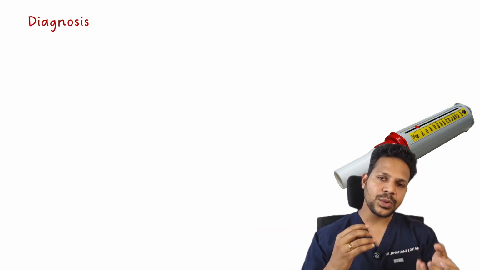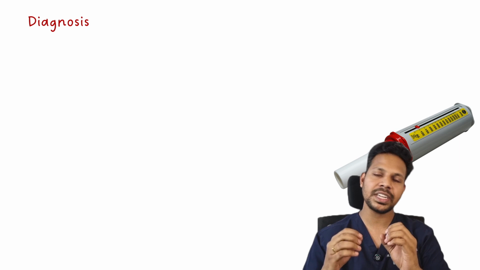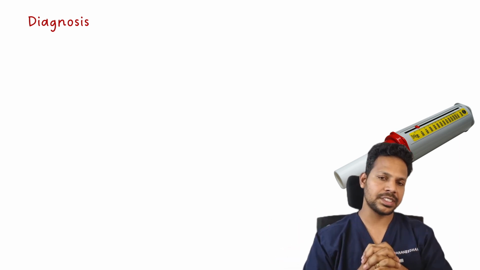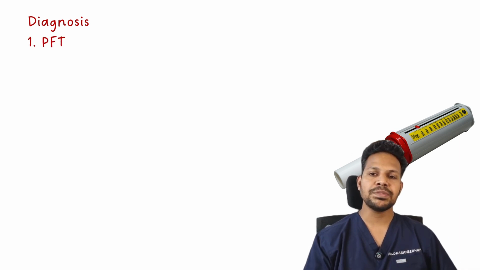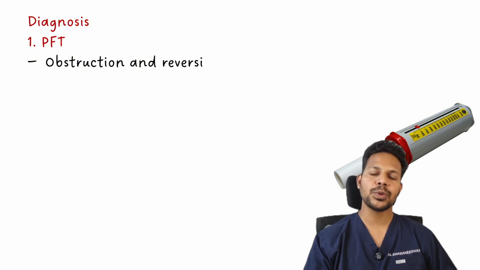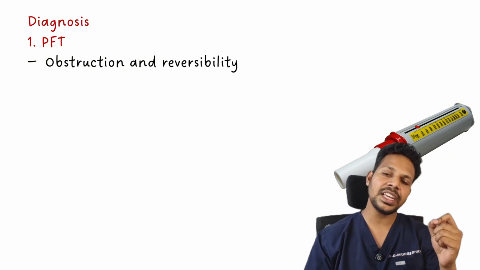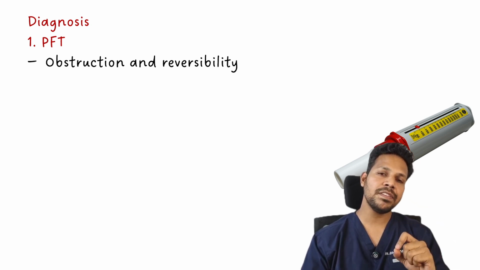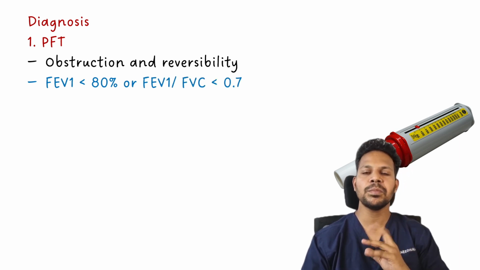And the main characteristic feature of bronchial asthma is reversible airflow limitation. The airflow limitation and its reversibility can be only proven with the help of pulmonary function tests. So this is a PFT based diagnosis if you want to confirm. So the obstruction and reversibility needs to be proven with the pulmonary function tests. So when you initially test for the FEV1 and FEV1 by FVC ratio, the FEV1 is less than 80% and FEV1 by FVC ratio is less than 0.7.